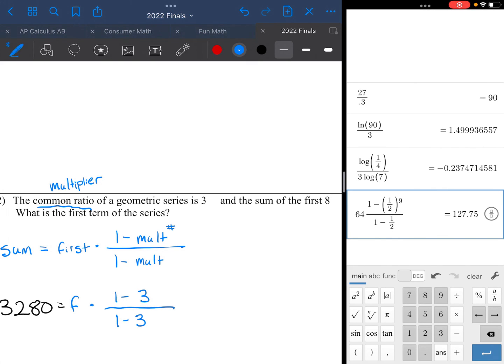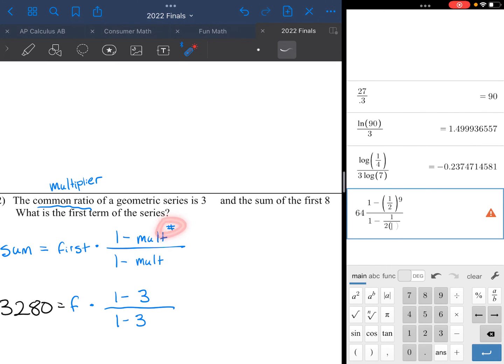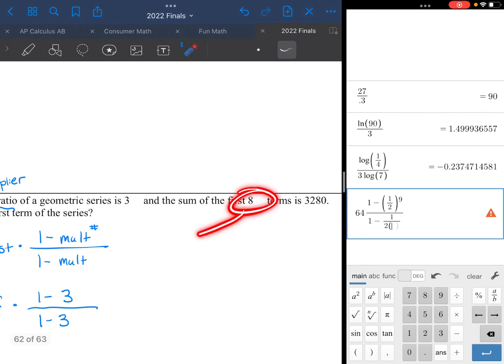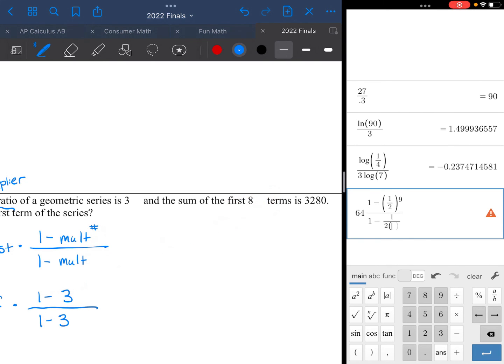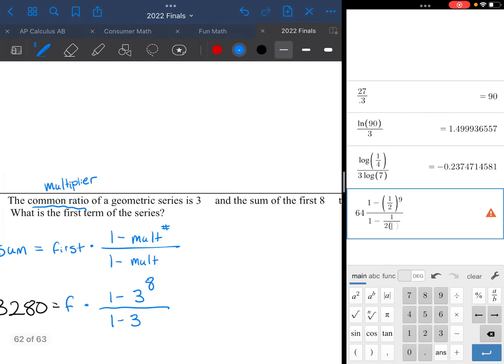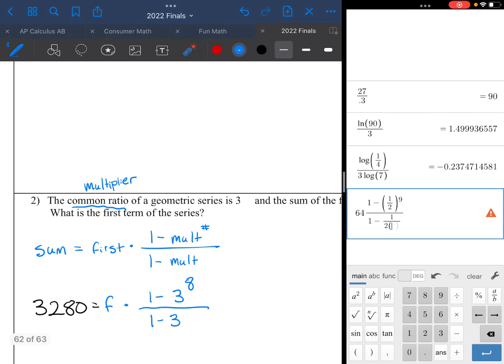The only difference is that the top is going to have the number of terms, and it says the first 8 terms. So 8 is going to be that number right there, which means it's going to be this number down here for that power of 8, and then I just need to solve. So what I'm going to do is enter all of this on the calculator, and then do 3,280 divided by that number that I find on the calculator. So enter this first.